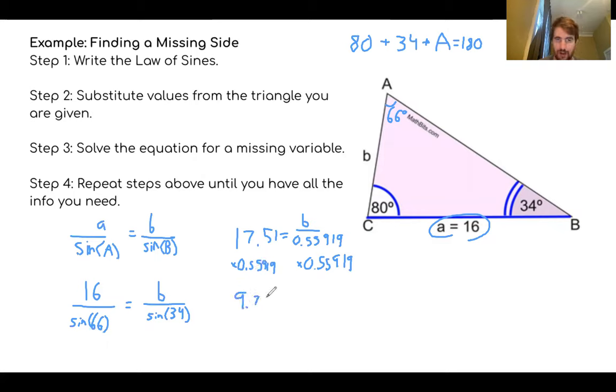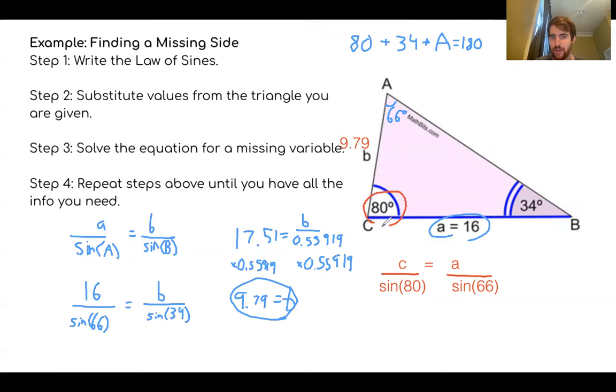And it's going to be divided by sine of C. What's the angle that goes with C? 80. And that's going to be divided by sine of, what's the angle that goes with A? 66. So C divided by sine of 80 equals A divided by sine of 66.